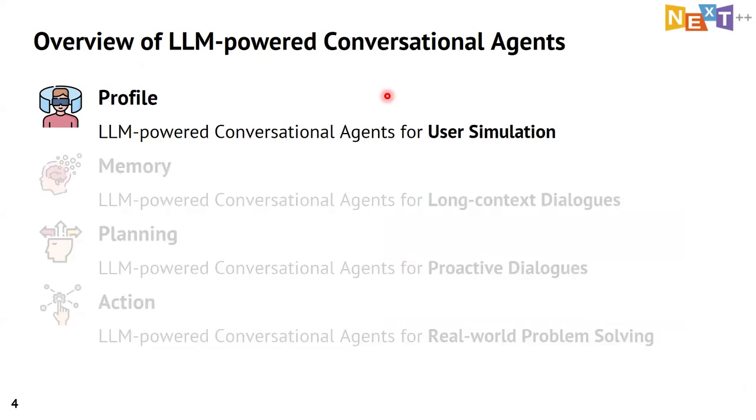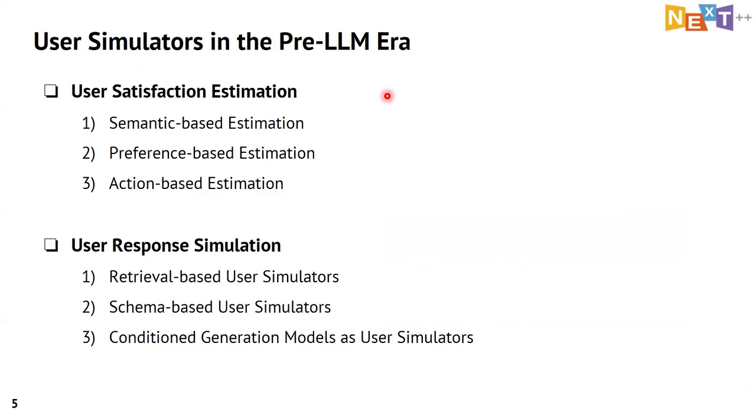And for the first part, we will introduce the profile of large language model-powered conversational agents for user simulation. And maybe let me review the traditional user simulations in the pre-LLM era, which can be divided into two groups. The first group is about user satisfaction estimation, which aims to estimate the user satisfaction for simulating the user feedback. And the other group is about user response simulation, which aims to simulate the user response to interact with the system. And those are several kinds of approaches in these two areas.